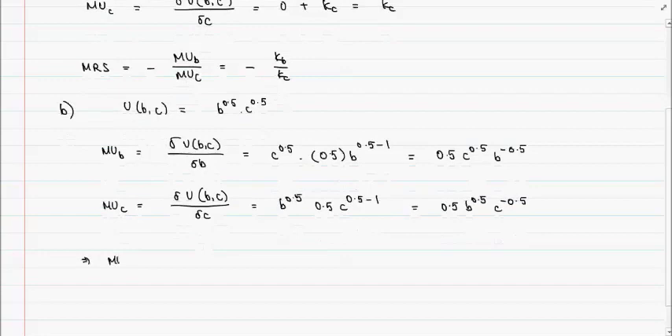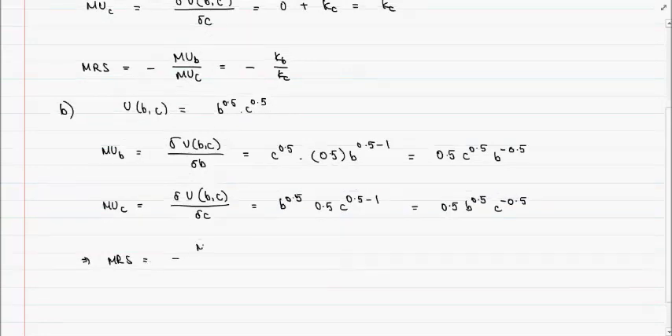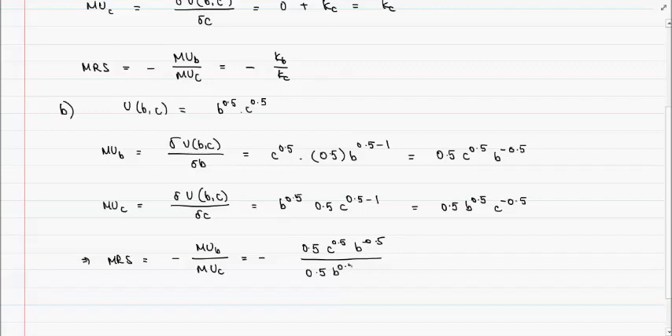Okay, so therefore our marginal rate of substitution is the negative of the marginal utility of b over the marginal utility of c. And so that is negative 0.5 c^0.5 b^-0.5 divided by 0.5 b^0.5 c^-0.5. Okay, so 0.5 and 0.5 will cancel out. c to the power 0.5 divided by c to the power negative 0.5.